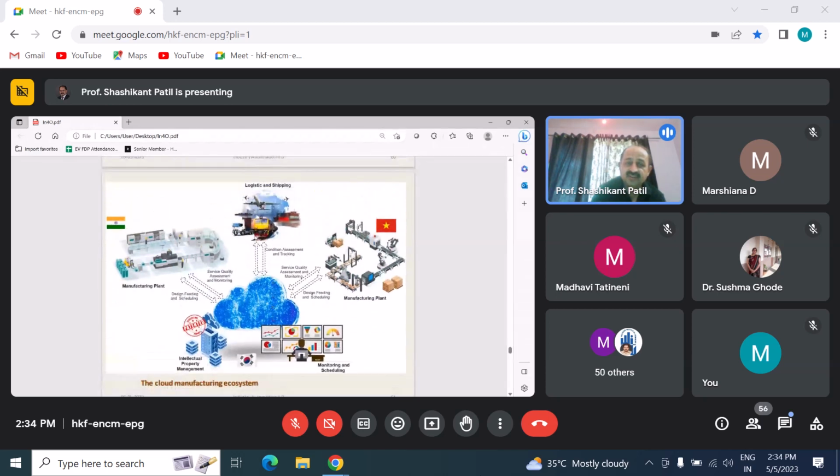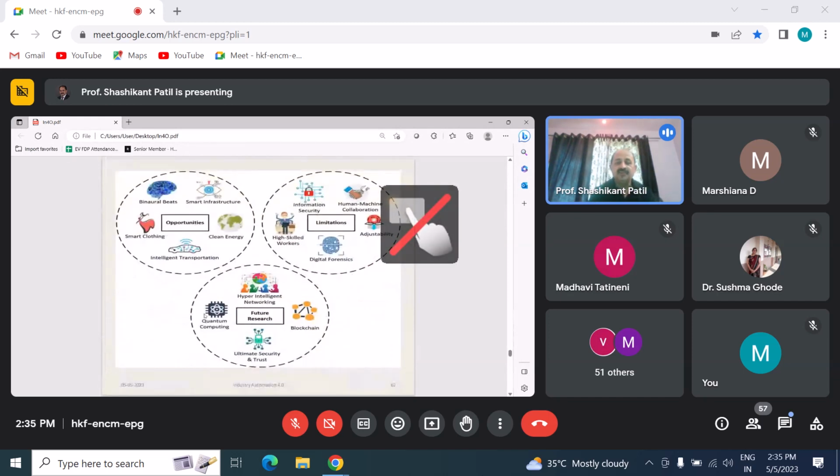Then the cloud manufacturing ecosystem, if you say, it can be used in manufacturing plant, IP management, and then you can have monitoring and scheduling. Then manufacturing plant in India and overseas. So everything can be managed using the cloud manufacturing ecosystem. If you see, there are bilateral communications through cloud, and from the center you are connected. For logistics also, you have connection and control over both the plants, as well as you can easily manage the IP.